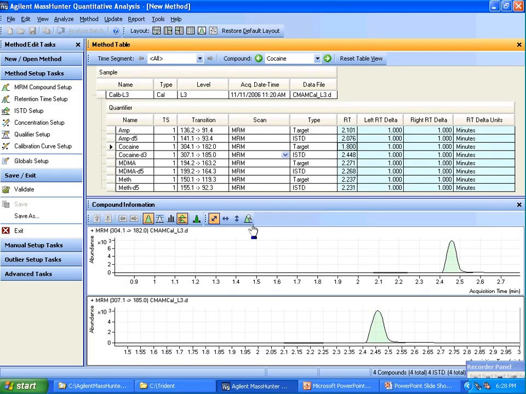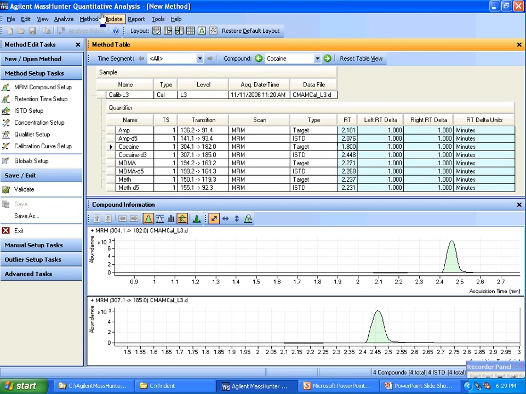Well, here I've concocted an example where, in this case, cocaine, looking at the retention time setup, cocaine has a retention time of 1.8. And if I look down at the extracted ions, you can see the ISTD, which is the deuterated, and the extraction window here, they're quite off. So let's assume the case where I've got retention times that have wandered a bit.